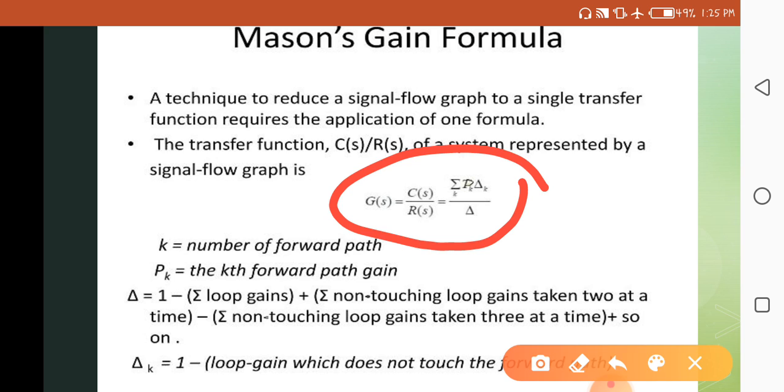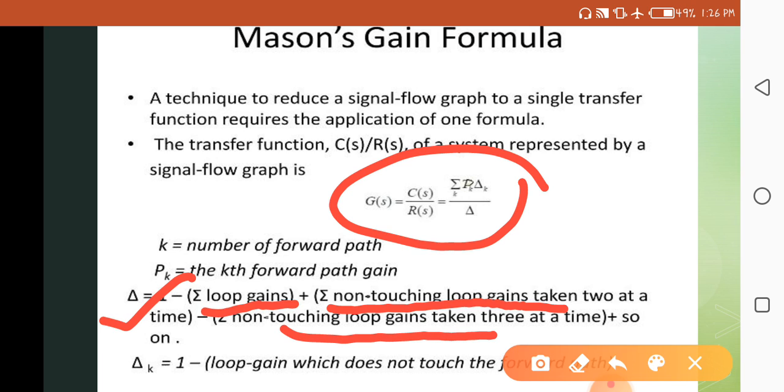Here P_k represents the forward path gain, Δ_k represents 1 minus the loop gain which does not touch the forward path, and Δ is represented as 1 minus the summation of loop gains plus the summation of non-touching loop gains taken 2 at a time minus the summation of non-touching loop gains taken 3 at a time, plus so on. And k is the number of forward paths. So with the help of Mason's gain formula, we calculate the transfer function easily.